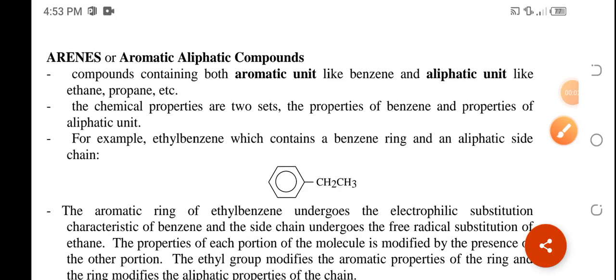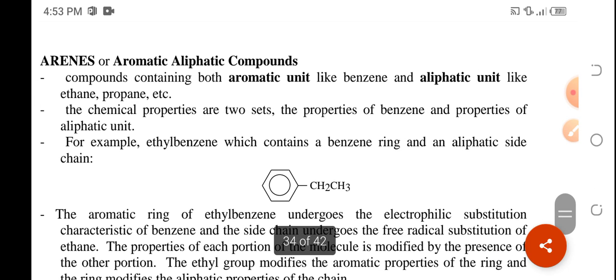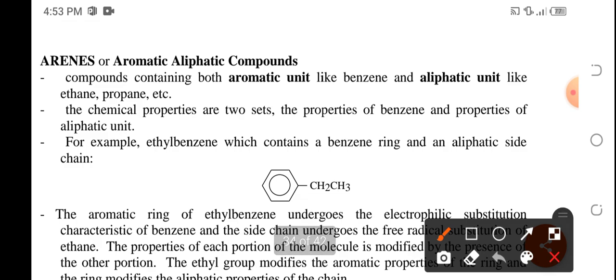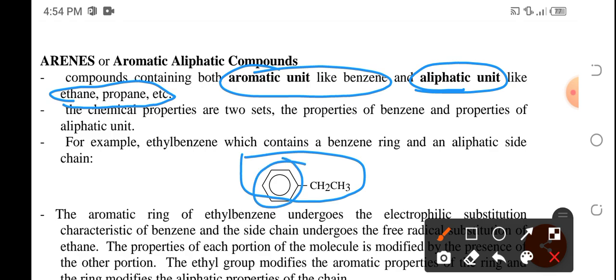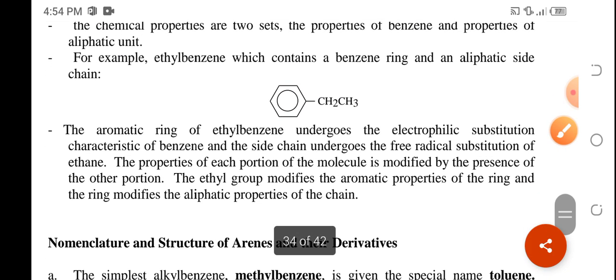Arenes or aromatic aliphatic compounds. They have an aromatic part known as the benzene ring, and they also have an aliphatic part. These are the open or branch chain of carbon atoms. An example of these arene or aromatic aliphatic compounds is this. It has an aromatic part and an aliphatic part. This aliphatic part is a straight chain of carbon atoms.